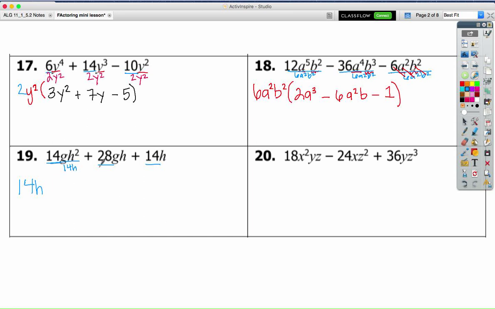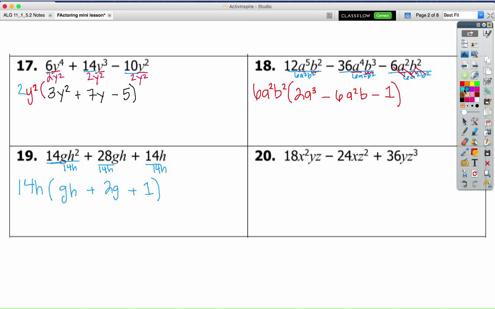If we divide everything by 14H to find what would be left, we would be left with GH, because the 14 over 14 would become a 1. You could write it, it's not necessary, plus 2G, plus, again, the same thing over itself would leave us with a 1.